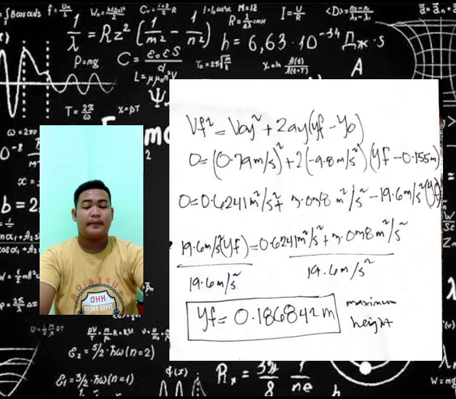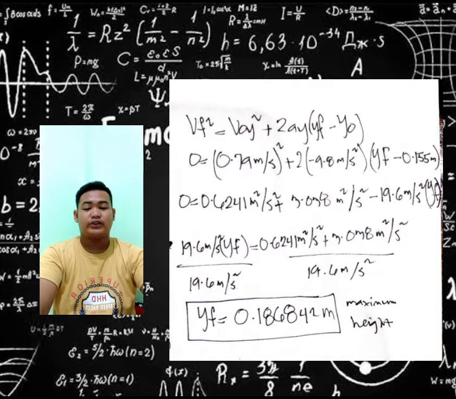So lastly, we will get the maximum height. The formula for maximum height is final velocity squared equals initial vertical velocity squared plus 2 times acceleration due to gravity times maximum height minus height. Our final velocity is 0, the initial vertical velocity is 0.79 meters per second, the maximum height is the unknown, and our height is 0.155 meters. Then we solve for the unknown. We substitute: 0 equals 0.79 meters per second squared, plus 2 times negative 9.8 meters per second squared, times maximum height minus 0.155 meters.